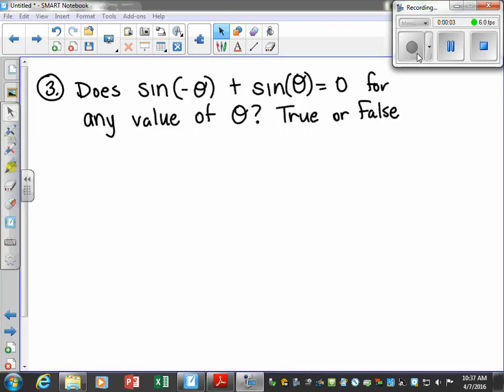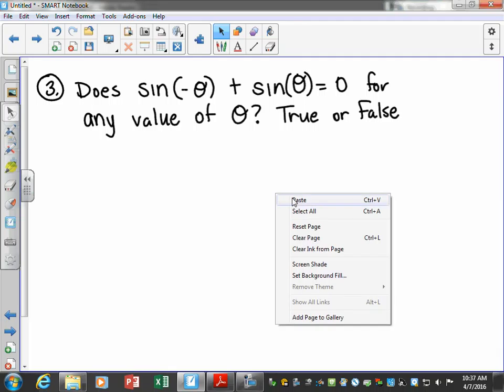Okay, so let's just start with a question. Does sine negative theta plus sine of theta equal 0 for any value of theta? So this is a true or false.